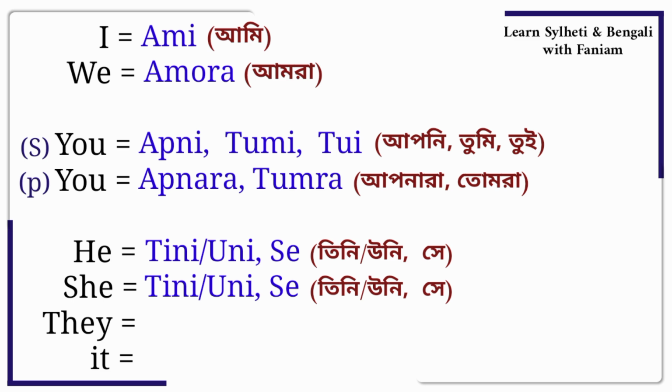And then they, for they, the Bengali pronoun is tara. And the last one is it, eti. For example, it is a pen, eti ekti kolom. So you have finished all the subjective pronouns in Bengali with examples.